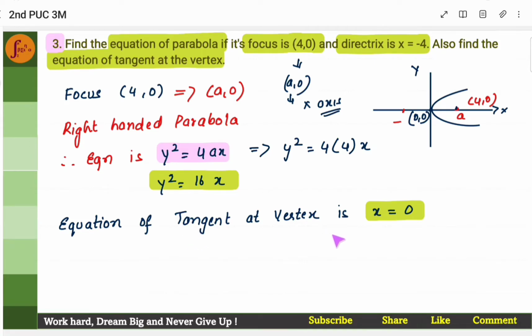Now equation of tangent. Tangent is perpendicular line to the vertex, right? This is the vertex. What is the tangent? The perpendicular line to it is this one, y-axis. This is the perpendicular to this particular vertex. Now, what does this mean? Y values are there in this entire line. What is x value? X is 0, right? Anywhere in this point, x is 0 only, right? So, therefore, equation of tangent is x is 0.